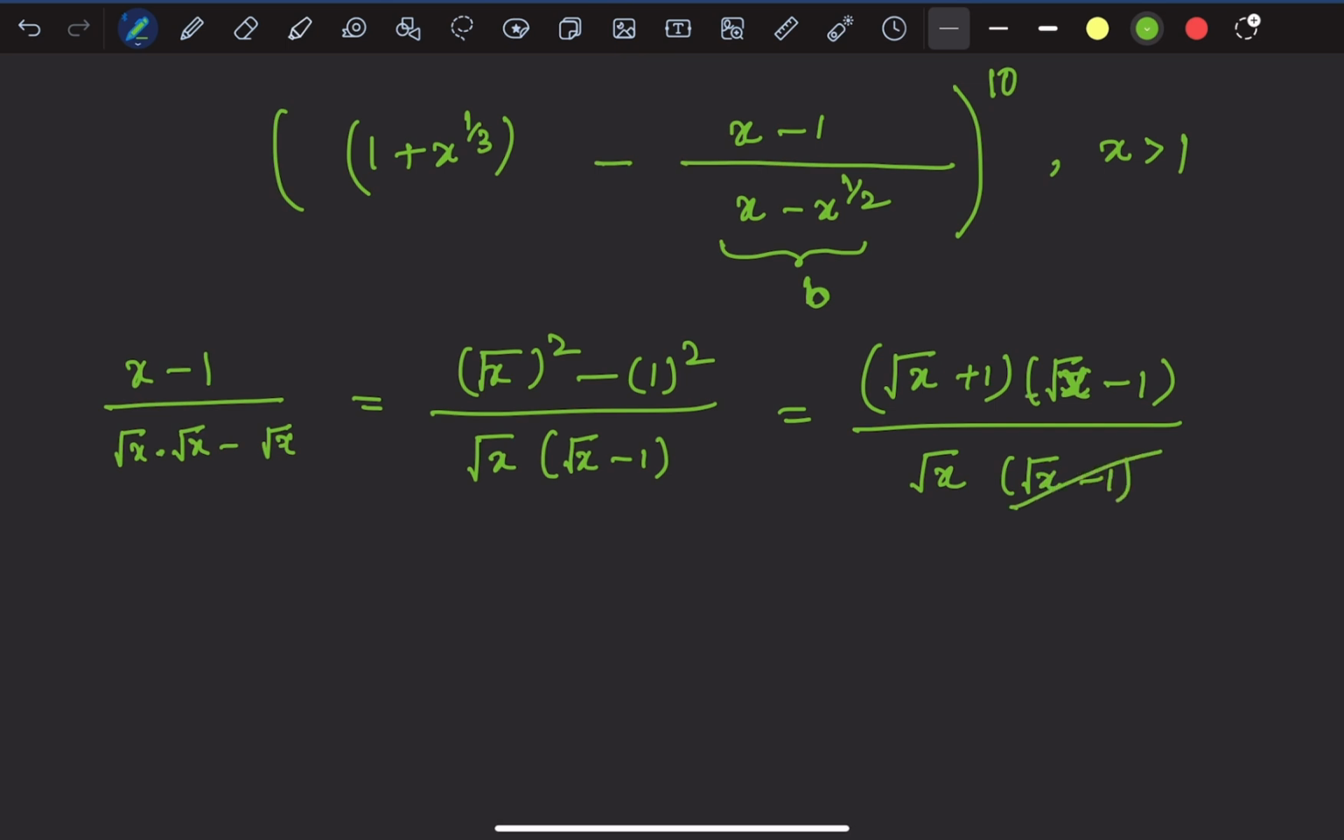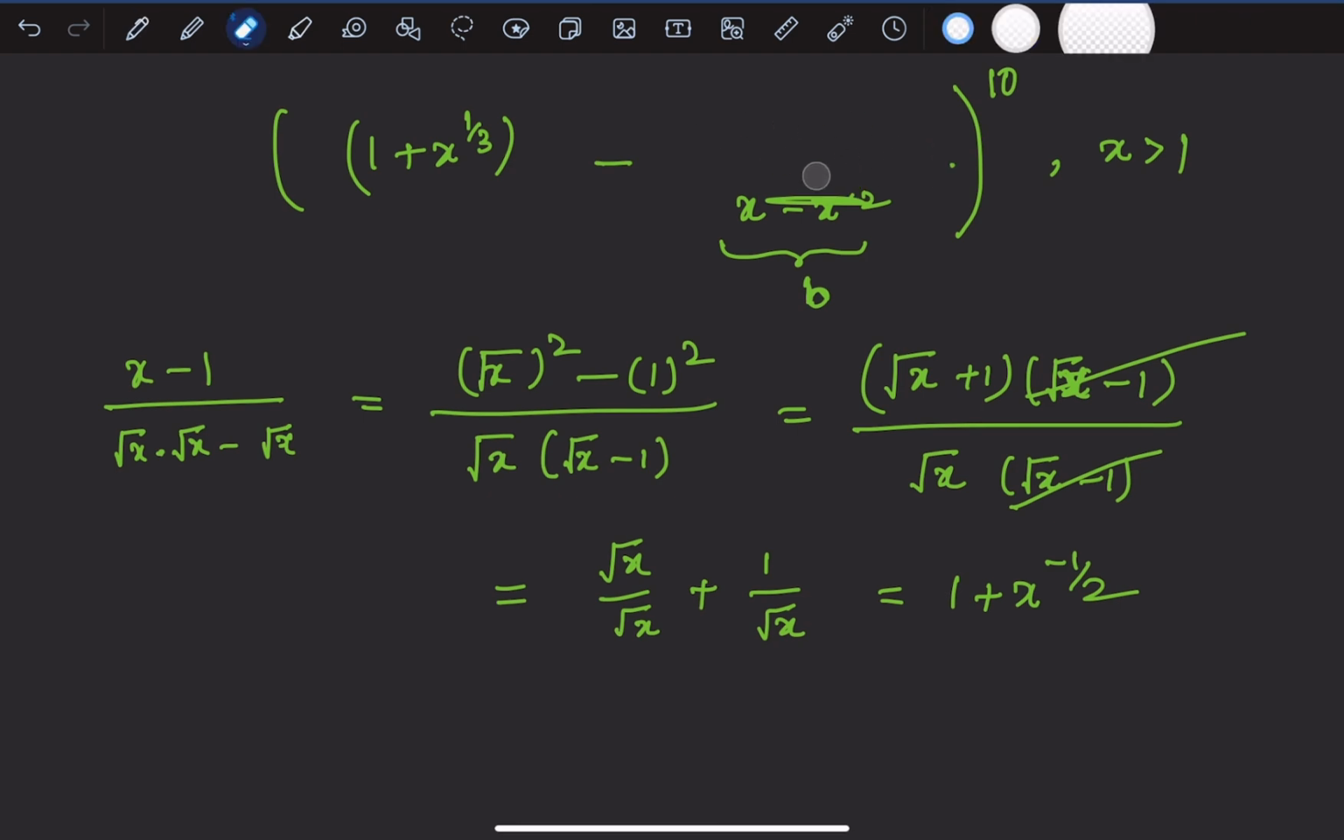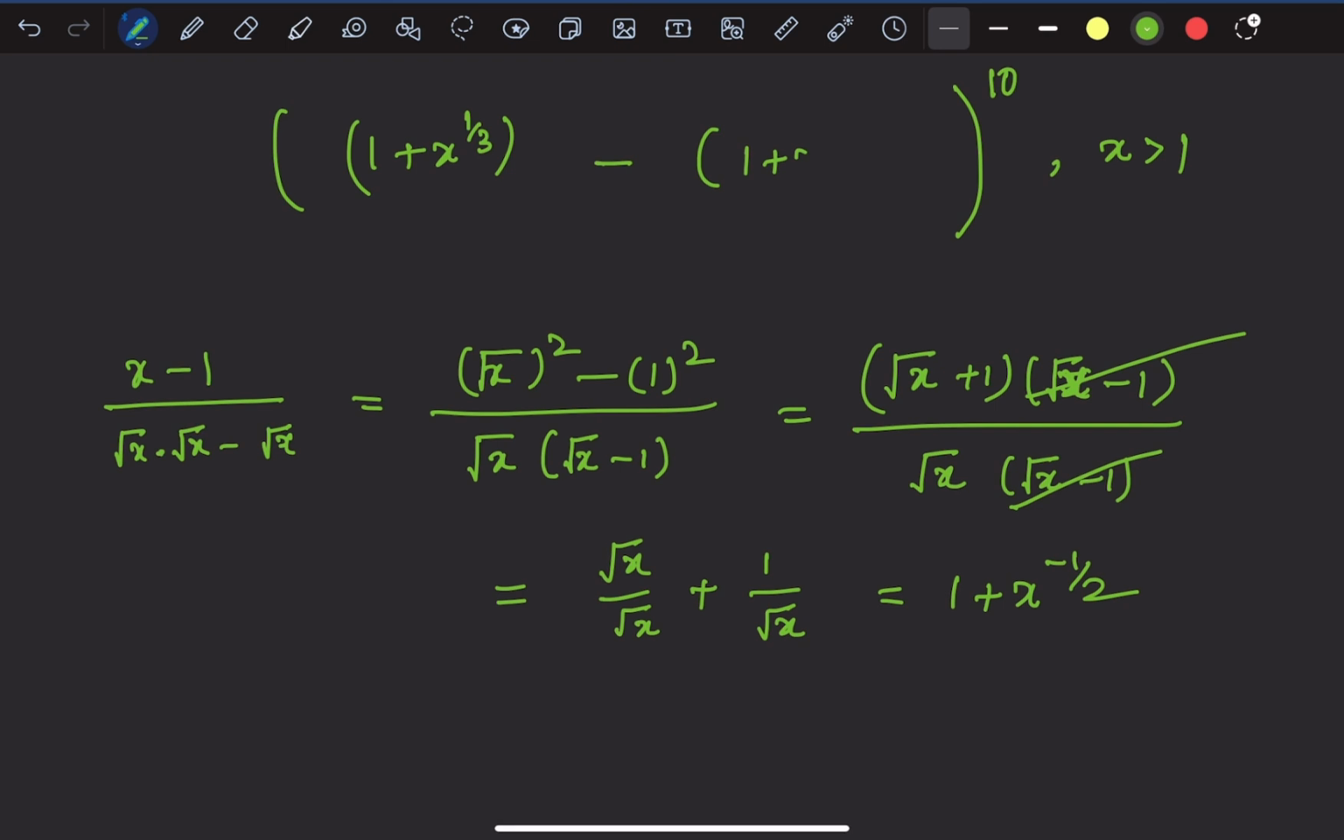So this root x minus 1 gets cancelled. So that will be root x upon root x plus 1 upon root x, that is 1 plus x to the power minus half. So this whole thing can be written as 1 plus x to the power minus 1 by 2.